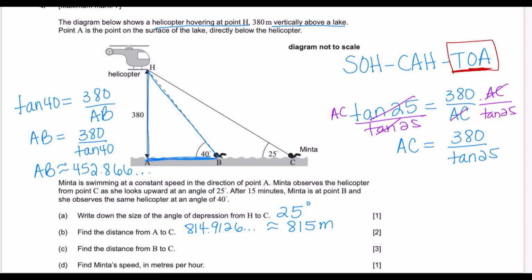And then what I can do is take the entire length of AC and subtract AB, and that's going to give me BC. So in other words, 815 minus 452.53, just about, if I round to 3 significant figures, and I'm going to get the answer for just that part, which is about 362 meters. So that for me is an easy way to figure out the answer, since we already figured out AC.